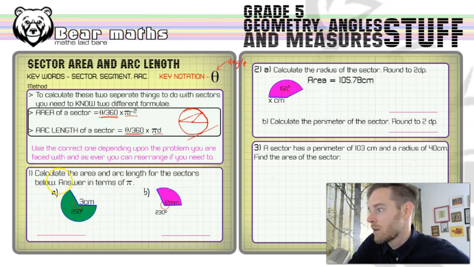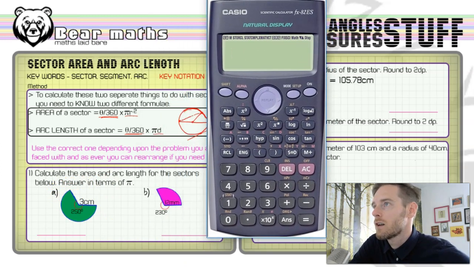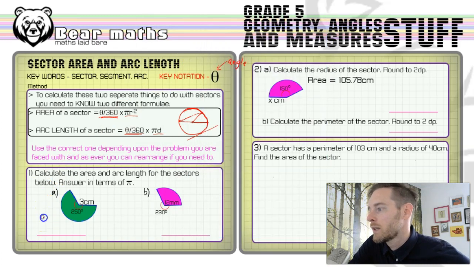A here, we've got to calculate the area and arc length for the sectors and give our answer in terms of pi. If we are going to give our answer in terms of pi, we can still use a calculator if it's on a calculator paper. So I'll bring that in, and I'll write down area here and arc length here. Now this one, the area of this circle can be calculated.